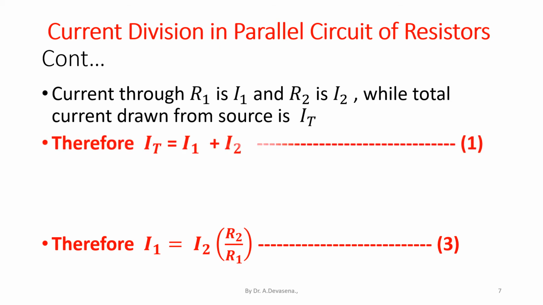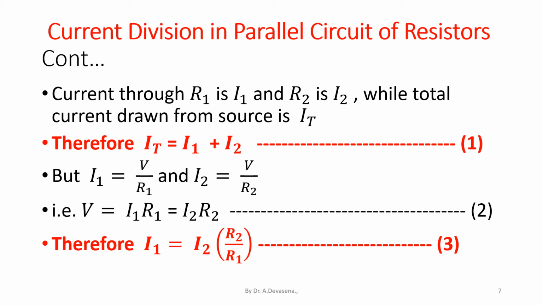Therefore, I suffix T is equal to I1 plus I2. Consider this as equation 1. But the value of I1 is equal to V divided by R1 and the value of I2 is equal to V divided by R2. That is, V is equal to I1 R1, that is equal to I2 R2. Consider this as equation 2.